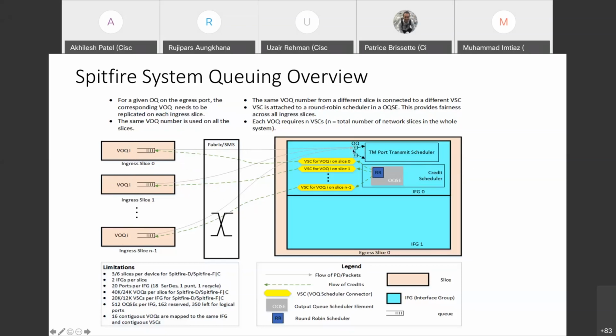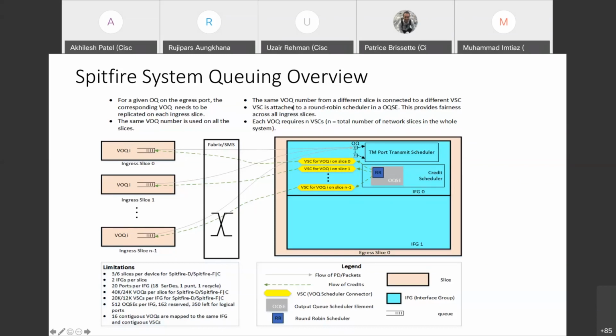Now, how does the output queue know where the traffic is coming from, because the ID is the same? That comes down to VSC. VSC and VOQ, that combination will be unique. So the VSC for the VOQ on slice 1 will be different than the VSC for the VOQ on slice 2 and so on. Your VSC will be unique, and that will differentiate which slice the traffic is coming in from.